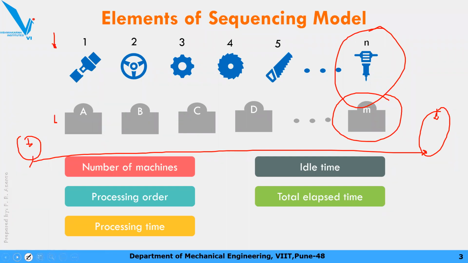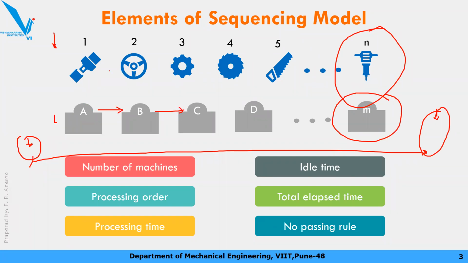And the last element is the no passing rule. That means you cannot change the processing order. Whatever sequence is given to you, you have to follow that sequence only. Maintaining the order is called the no passing rule. For example, if job 1 has to go from A to B, B to C, you cannot start from C and then go to B. You cannot change this processing order. That is called the no passing rule.